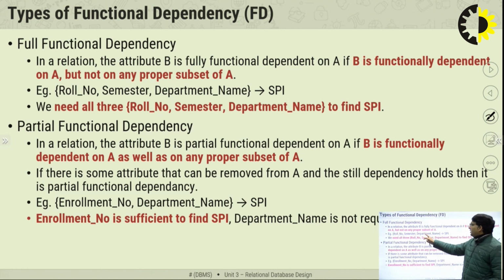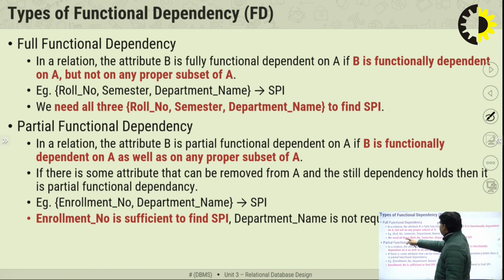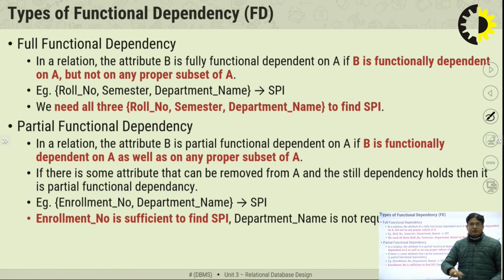If we remove semester or department from here, then it will not be possible for roll number and the remaining attribute to determine SPI. We need all these three attributes. If we remove any attribute, then we are not going to be able to determine the SPI. So it needs all the attributes.